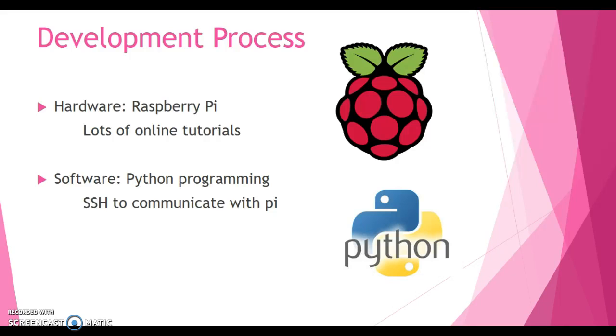So my main motivation for choosing the Raspberry Pi was that I found a lot of online tutorials, so I thought I would have a lot of support in doing this. And in terms of software, I used Python programming because that seemed to be the most compatible and user-friendly with the Raspberry Pi. Also, it was really easy to learn. And I had to use PuTTY to SSH into my Pi to program it.